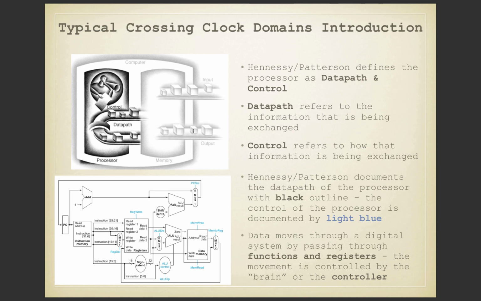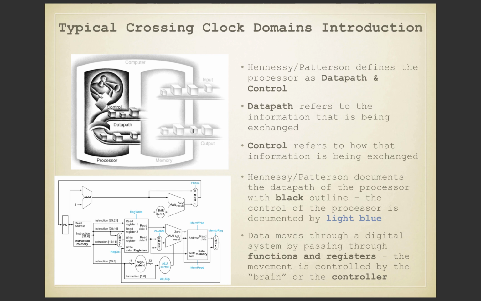A little bit of a diversion here, but we'll get back to the subject: crossing clock domains brings in the topic of digital design. Of course, processor design is a big part of digital design. In CECS 440, you should be using a textbook by two gentlemen, Hennessy and Patterson, and I think it's an excellent book. In the book, they break up digital design into two parts, data path and control. Data path refers to the information that's being exchanged. Control refers to how that data is being exchanged.